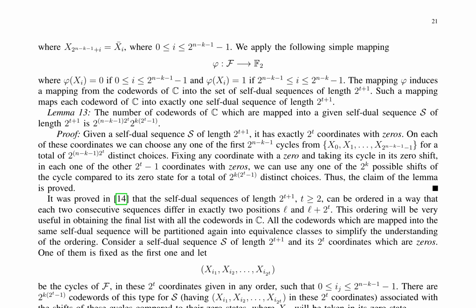A new family of self-dual codes is constructed, focusing on the case where n equals 2t+1 and k equals t. A mapping phi from F to F2 is defined, which maps each cycle xi in F to either 0 or 1 based on its index. This mapping induces a mapping from the codewords of C to the set of self-dual sequences of length 2t+1. The authors determine the number of codewords of C that are mapped into a given self-dual sequence S of length 2t+1, showing that this number is 2^(nk-1-2t) * 2^(k(2t-1)). This is because there are 2^(nk-1-2t) distinct choices for the first 2t coordinates with zeros and 2^(k(2t-1)) distinct choices for the remaining coordinates with zeros.